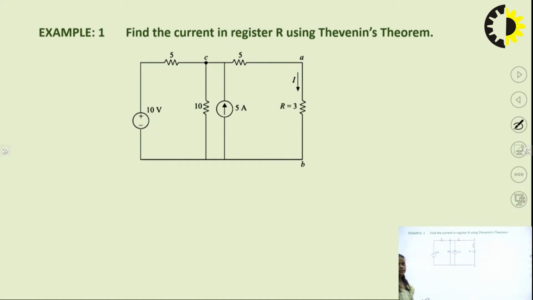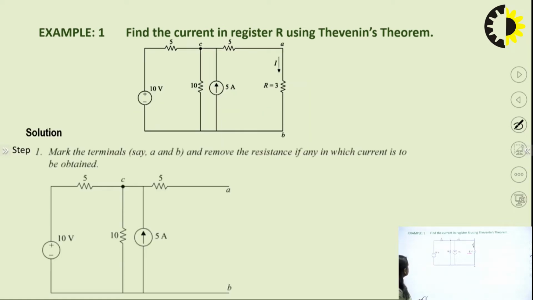So here first we will take the first example. You have to find the current in resistor R using Thevenin's theorem. Resistor R is here. This will be considered as our load resistance, because the current is to be found in this resistance only. The value of this resistance is 3 ohm, right? So what will be our first step? The first step is to mark the terminals A and B and remove the resistance, if any. Yes, there is a resistance whose value is 3 ohm. So you will remove this resistance, and we have marked these terminals A and B. So this is our first step, right?